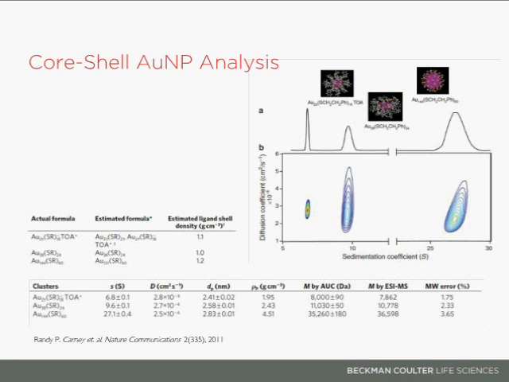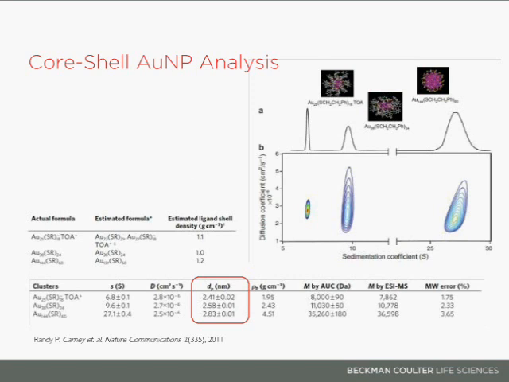And then they're able to estimate the ligand shell density. So how many ligands, they're using thiol linkage to some carbon chain, how many thiol linkages, how many carbon chains are there per gram of these gold nanoparticles? This is able to be determined with AUC, and this is very difficult to do with any other technique.